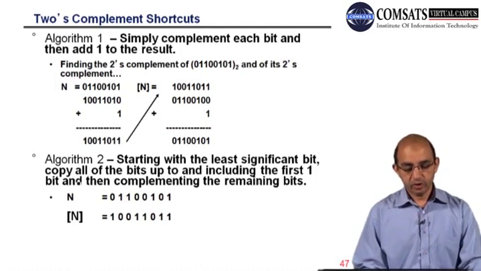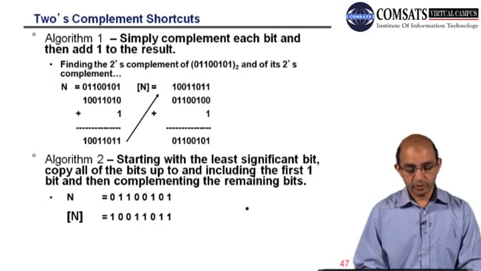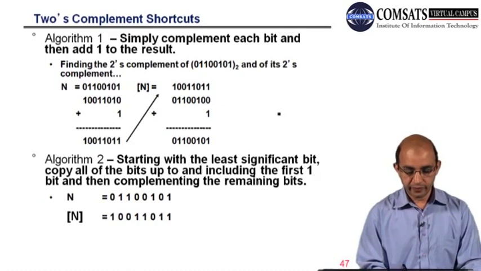Algorithm 2: starting from the least significant bit, copy all the bits up to and including the first one. Here we have the first one right from the start, so we leave this, and the rest of the bits have to be complemented. So we can verify.